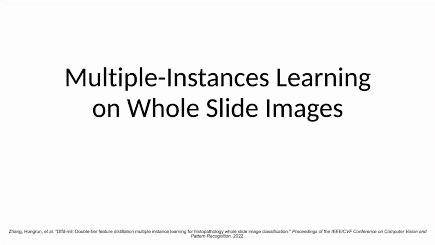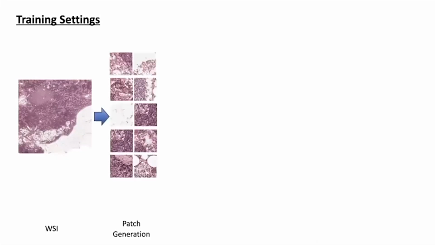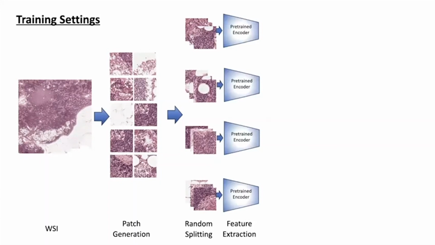We perform whole slide image classification using a multiple instance learning framework. Here we present the training settings of a multiple instance learning framework. Given a whole slide image as the input, it is first split into patches. These patches are then randomly divided into multiple pseudo bags. Patches from each of these pseudo bags are then forwarded to an encoder. For this encoder, we use an encoder pre-trained using our SimCLR v2 framework.